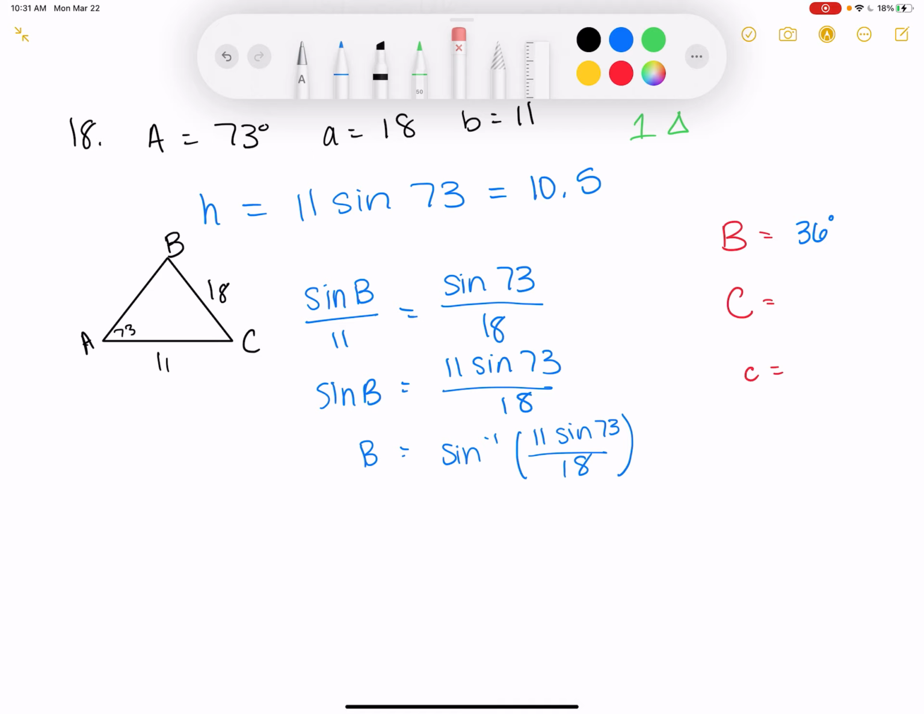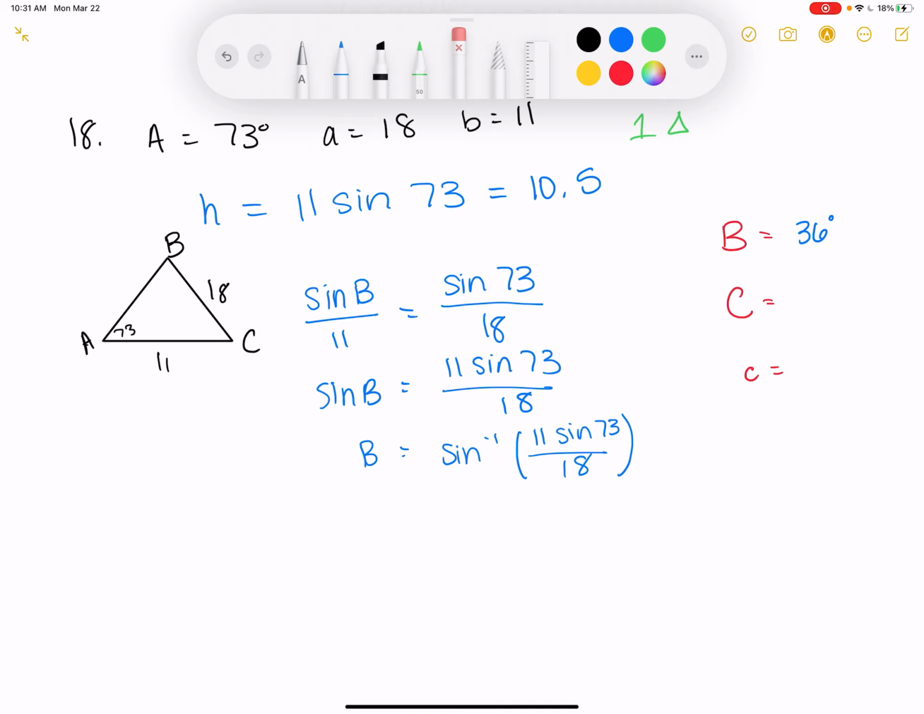Say it again, I'm confused. Do 11 times the sine of 73. Hit enter. Then just hit the division symbol, and now it should say answer divided by, and then do 18.